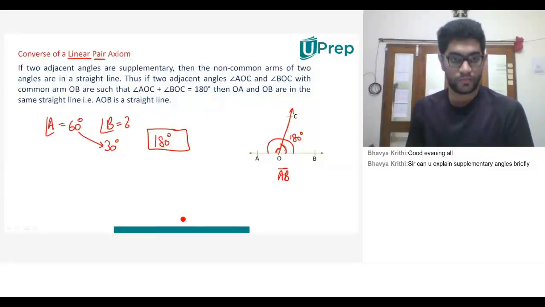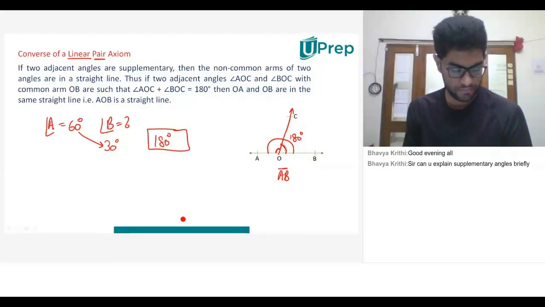Sir, complementary angles means it's not necessary that they are adjacent, but they will add up to be 90 degrees. Perfect. Then supplementary angles also may not be a linear pair, but the sum of the two angles is equal to 180 degrees.